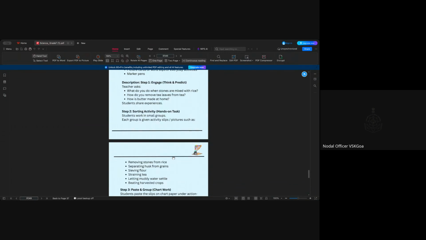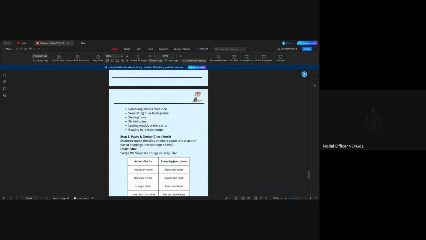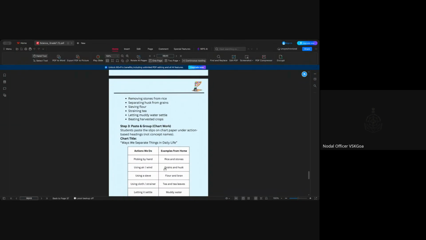Okay, so you can give them a set of pictures and a table like this, wherein the actions, what they do, need not be mentioned. The students need to fill that in. Examples you can give. Either you can show it or you can write a set of examples, and the students are basically writing it.